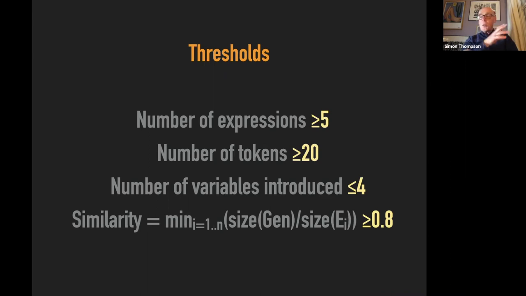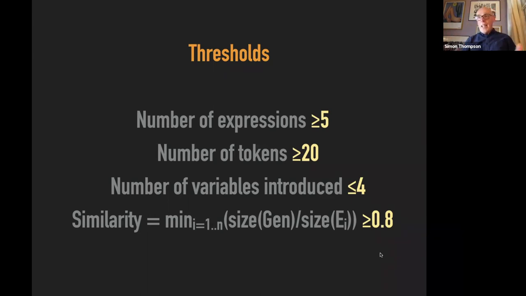So it's not tiny. But on the other hand, each time you do a proper generalization, you introduce a new variable. So maybe we want to control how many variables. We don't want too many places where the things differ. So we say we don't want to have more than four new variables. And finally, we want it to look reasonably close. So in terms of the size of the abstraction, the generalization, versus the size of the concrete things, we want that to be at least 0.8.